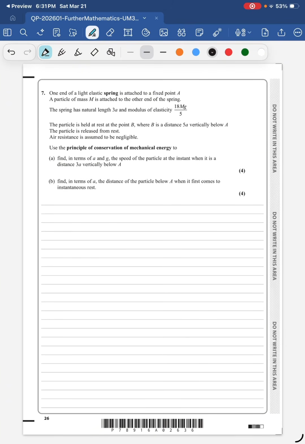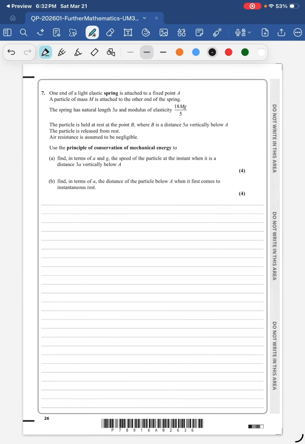So one end of a light elastic spring is attached to a fixed point A. A particle of mass m is attached to the other end of the spring. The spring has natural length 3a and modulus of elasticity 18/5 times mg. The particle is held at rest at the point B, where B is a distance 5a vertically below A. The particle is released from rest. Air resistance is assumed to be negligible. Use the principle of conservation of mechanical energy to answer A.